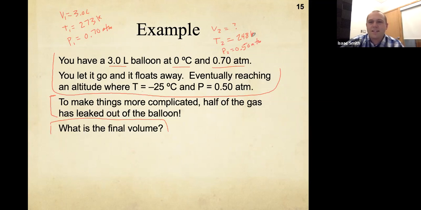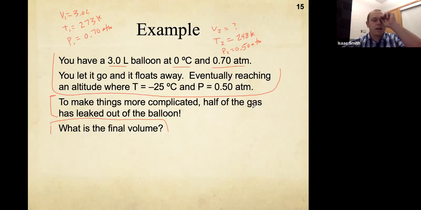combined gas law, super easy. Well, the problem is the number of moles is not constant. So that's going to make an issue. You also can't use Avogadro's law because Avogadro's law says that the temperature and the pressure are constant.